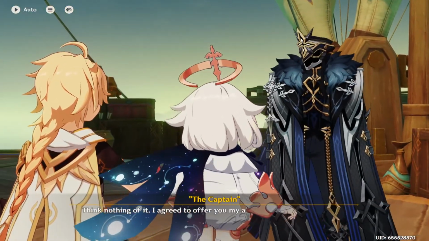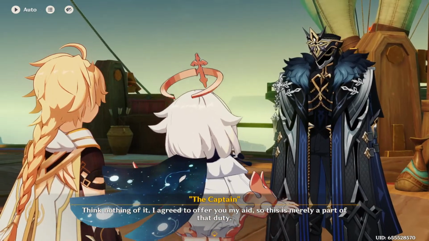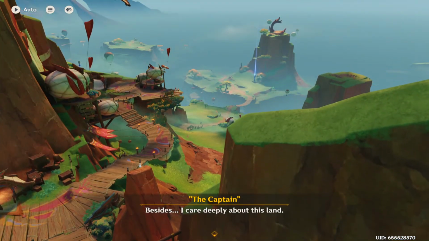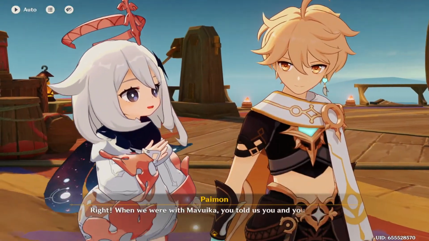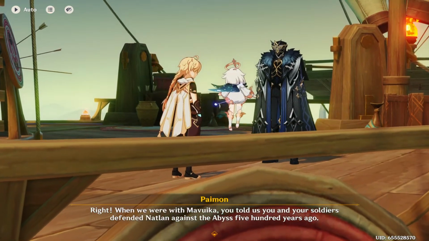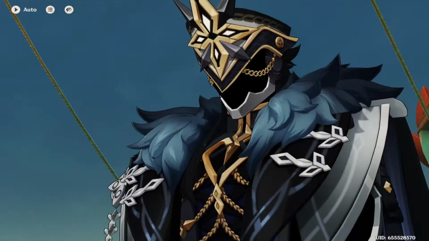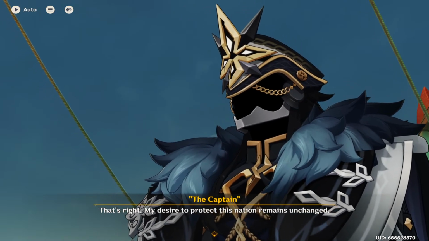Think nothing of it. I agreed to offer you my aid, so this is merely a part of that duty. Besides, I care deeply about this land. Right! When we were with Moika, you told us you and your soldiers defended Natlan against the Abyss 500 years ago. That's right. My desire to protect this nation remains unchanged.